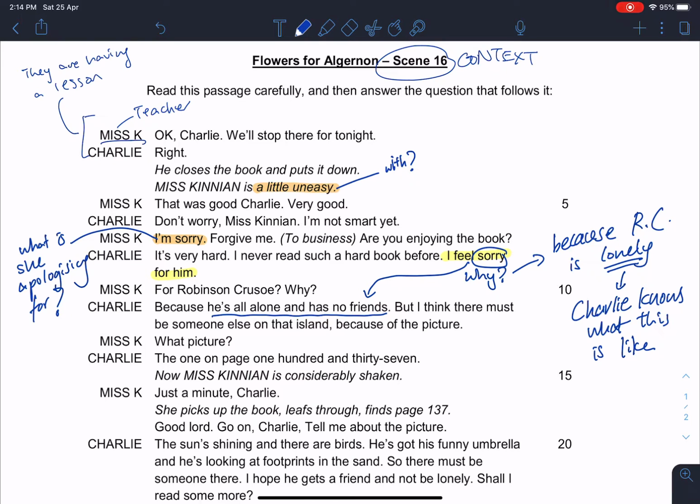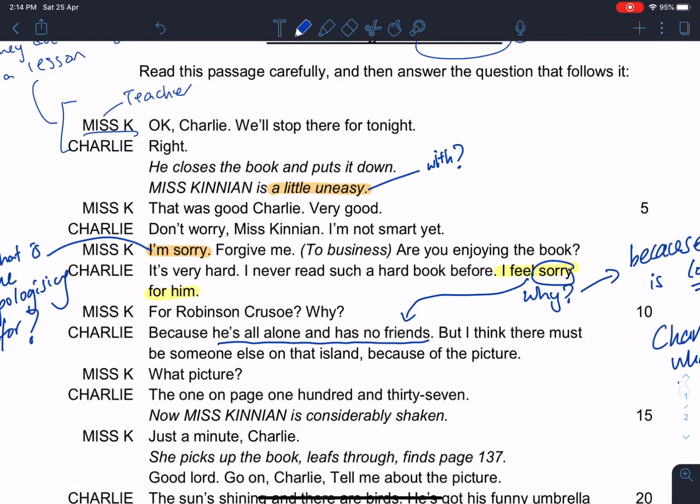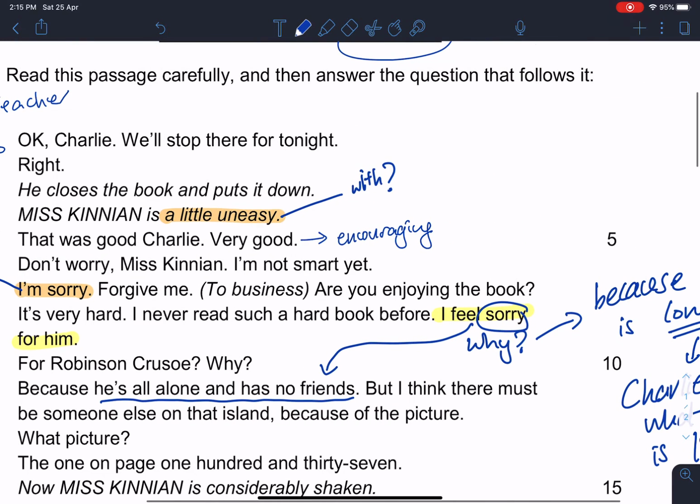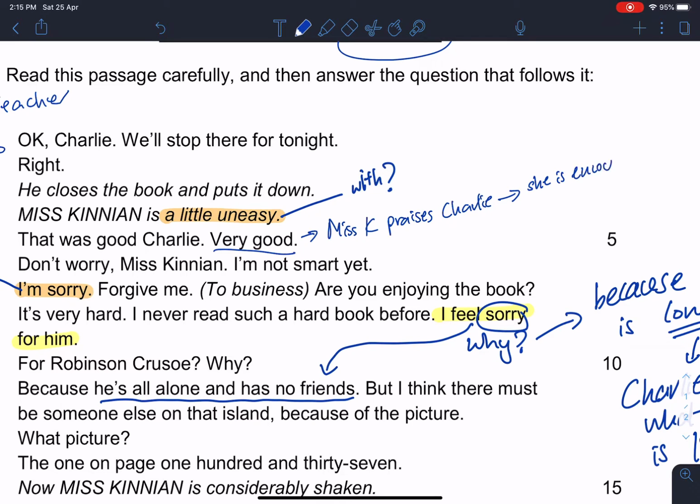So they're going through and Miss Kenyon says, that was good, Charlie, very good. So maybe this tells me something about what she is. She is encouraging, okay? She praises Charlie, right? Or rather, we should make the observation first. So Miss K praises Charlie. What does it tell us about her? She is encouraging.